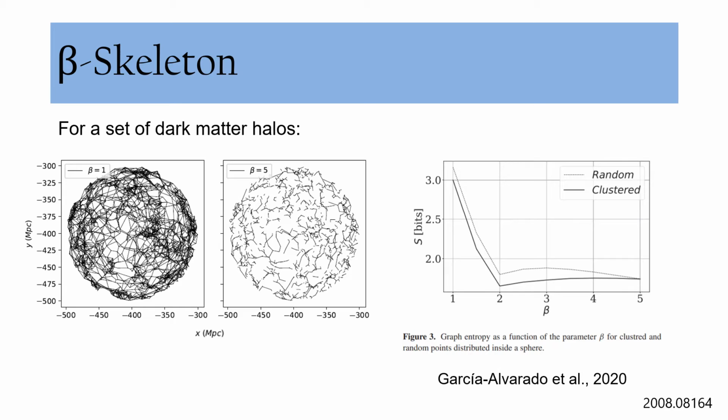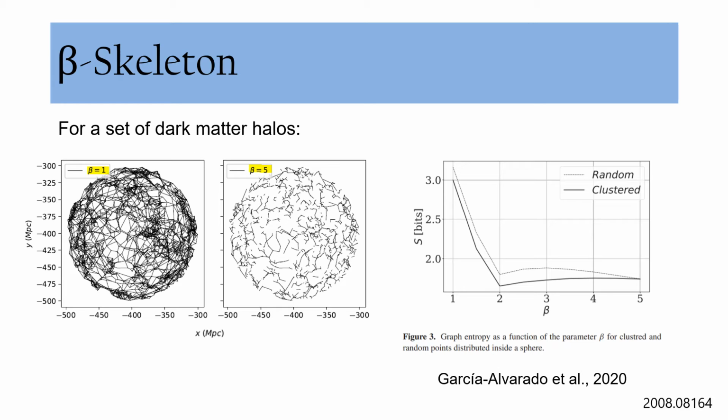The graph is called the beta skeleton, and to understand better how it works, we have a plot on the left that shows a set of dark matter halos from a simulation arranged as a sphere. We see that for beta equal to 1, we have a fully connected graph, and for beta equal to 5, we have a graph that has lost its connections. So we see that if we increase the parameter beta, the connections of the graph are lost.